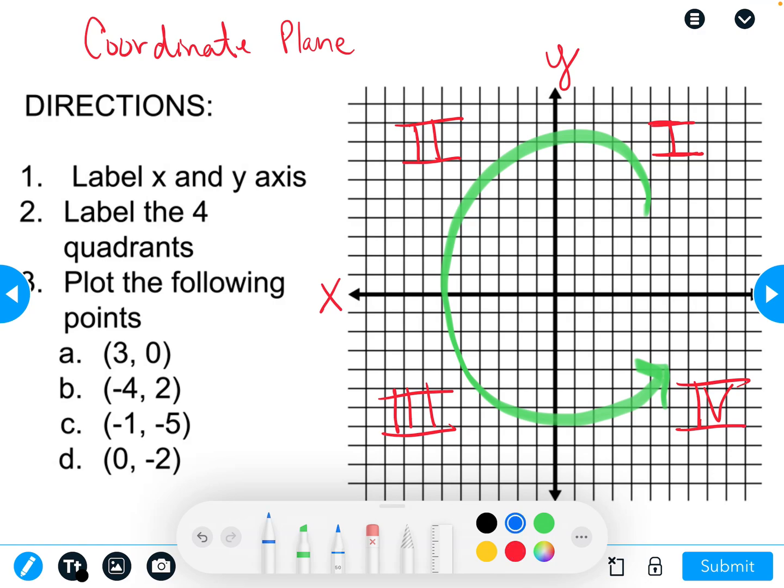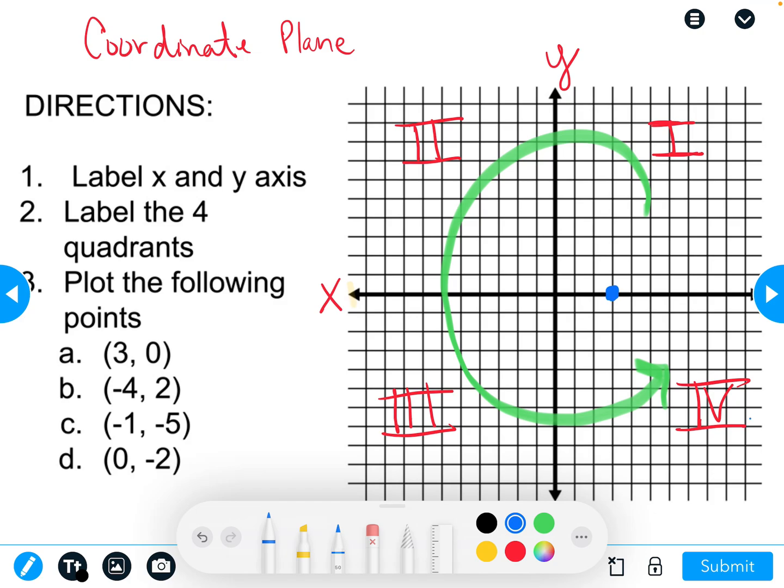All right. Then the next step asks us to plot the following points. Remember, when we're plotting points, that we always have to go on the x-axis first. So we need to find the elevator number, and after we find the elevator, we ride the elevator up or down. So the first point, point A, is 3, 0. So I'm going to start at 0, and I'm going to go over to the right to positive 3, right here. And the second number is 0, so I'm not going to go anywhere. I'm just going to stay right there.